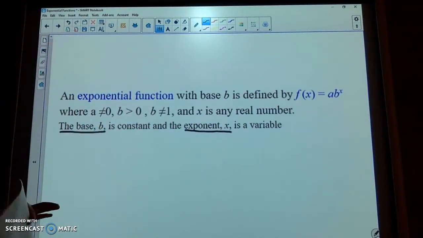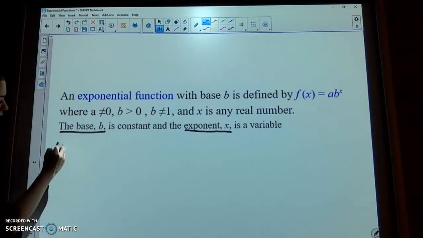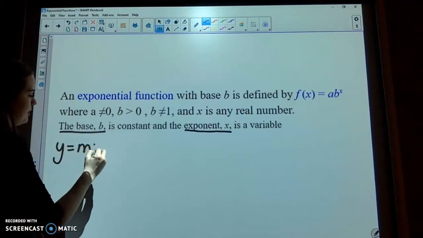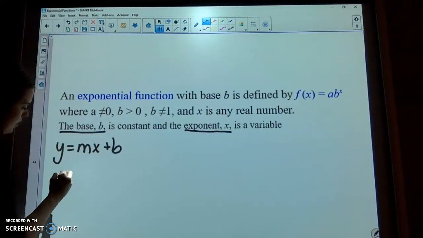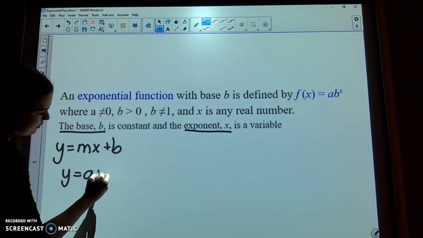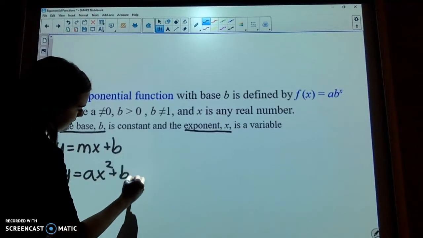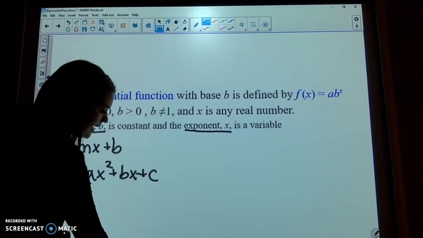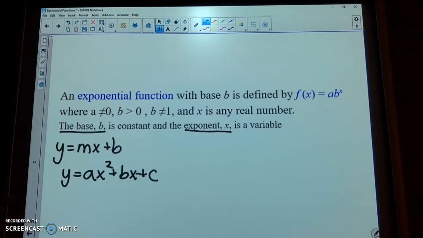Over the course of your time in math, you've seen a lot of equations like y equals mx plus b, or y equals ax squared plus bx plus c. In these, x is not the exponent, it's the base. The exponent here is 2 or 1. We are flipping that kind of thought now, and x is going to be the exponent with a constant base. All right, so let's go through this.